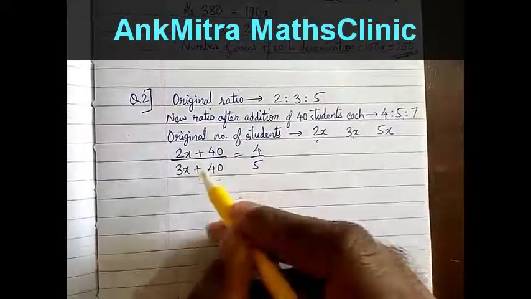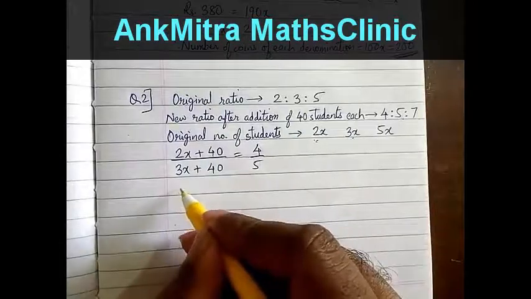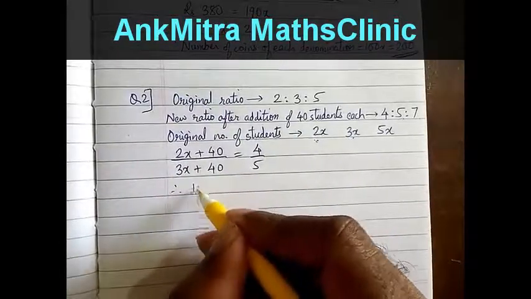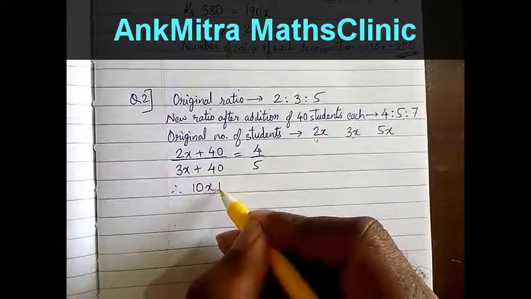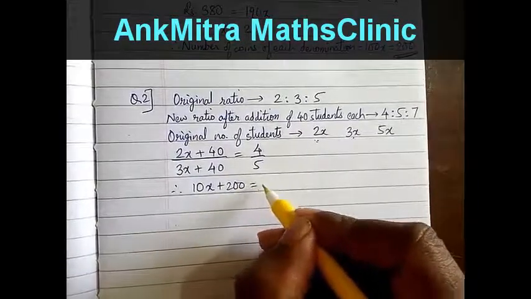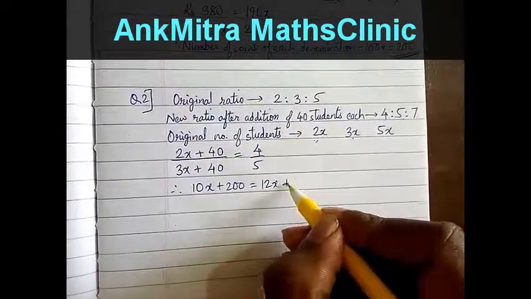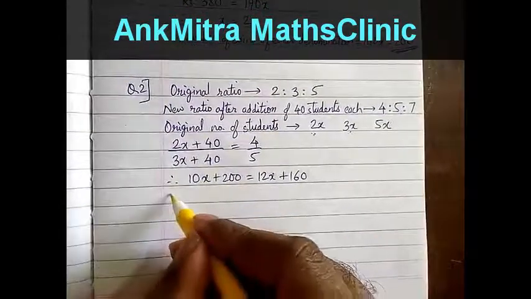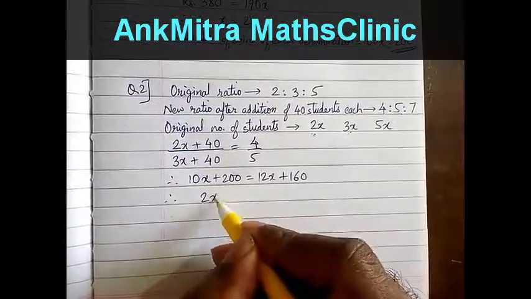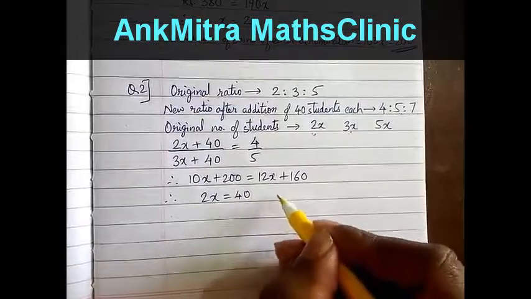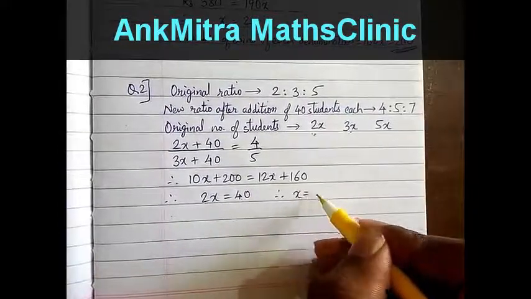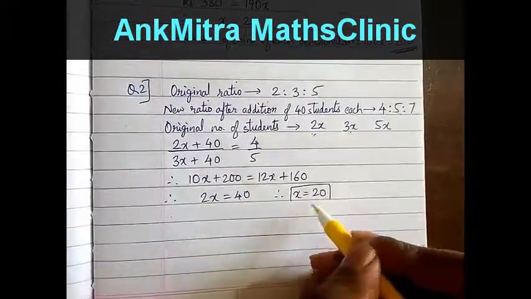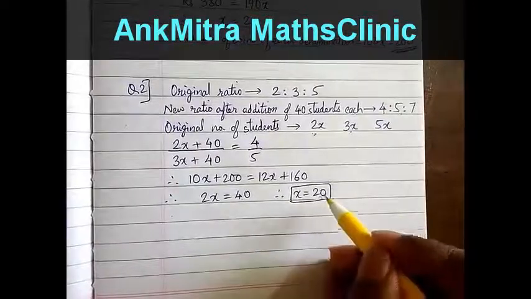So simplifying this, that is cross multiplying, we get 10x plus 200 is equal to 12x plus 160. Okay, so simplifying this, we get 2x is equal to 40, therefore x is equal to 20. So now we have the value of x as 20.